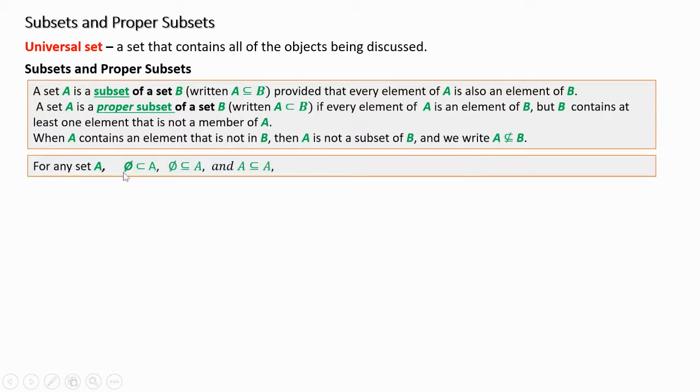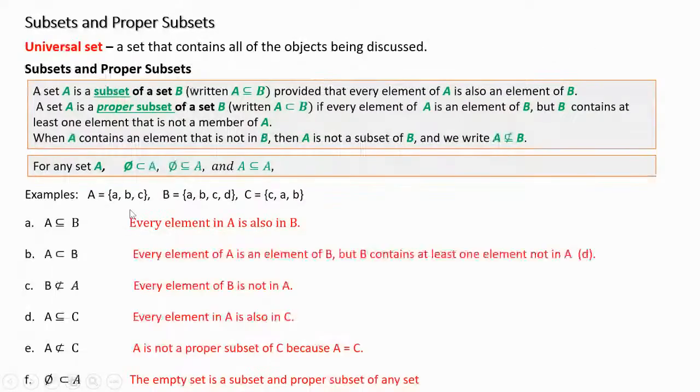Okay, now, this is also something that you gotta know. For any set A, the empty set is always a proper subset of A, and the empty set is a subset of A, and every set is a subset of itself. This is crucial to understand. Okay, now, examples. Set A equals the elements A, B, and C, and set B is equal to the elements A, B, C, D, and set C equals the set of the elements C, A, B. Okay? So now, let me go back here, guys.